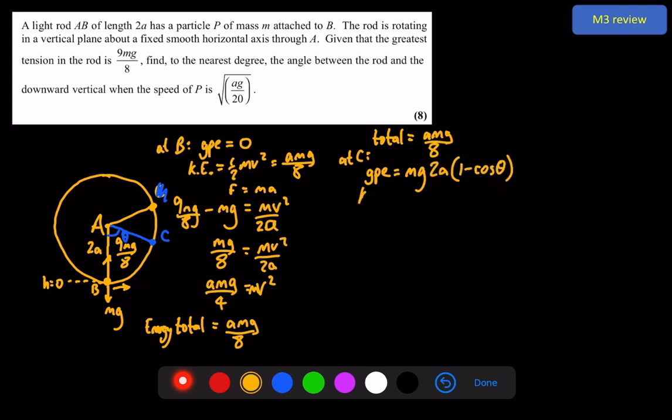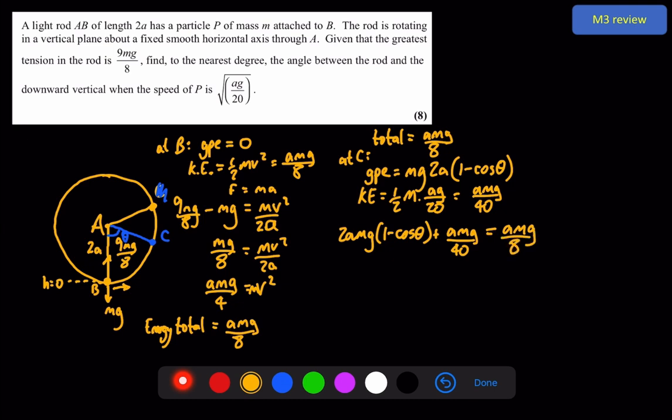And the kinetic energy, we're told the speed, so there's a half times m times v squared, which is ag over 20 when you square that root given in the question. So that's amg over 40. And this gravitational potential energy, 2amg times 1 minus cos theta, plus the amg over 40 for the kinetic energy must equal that total amg over 8 still.